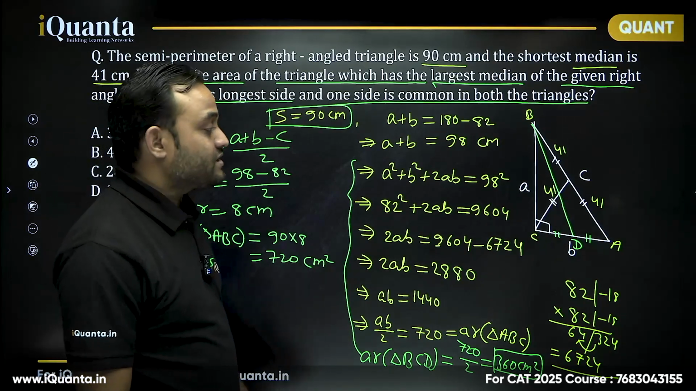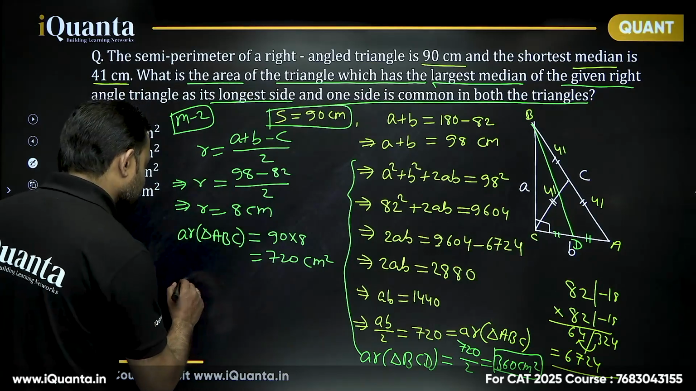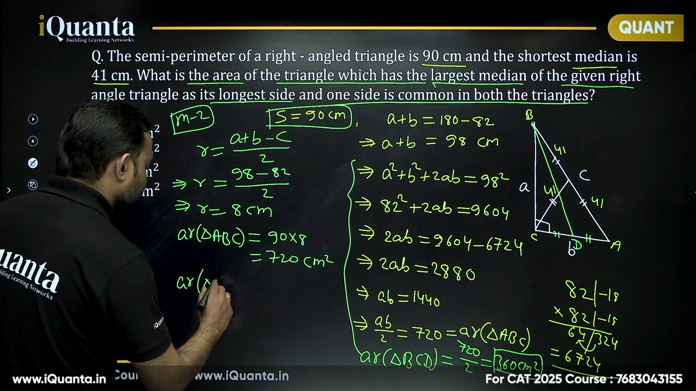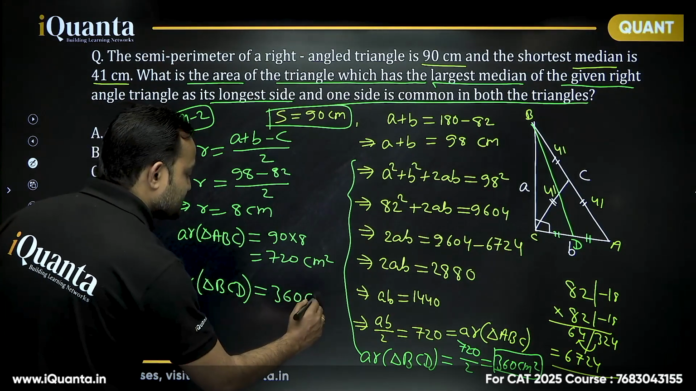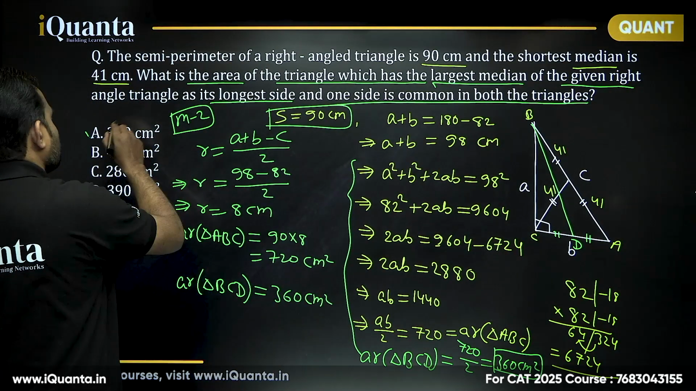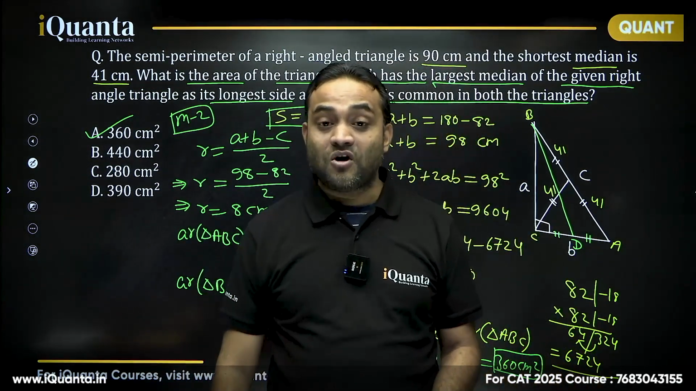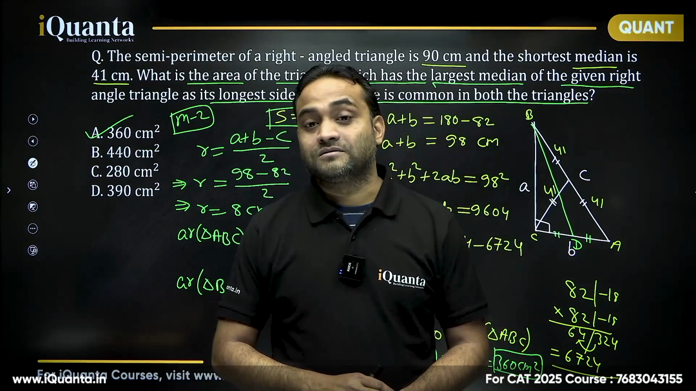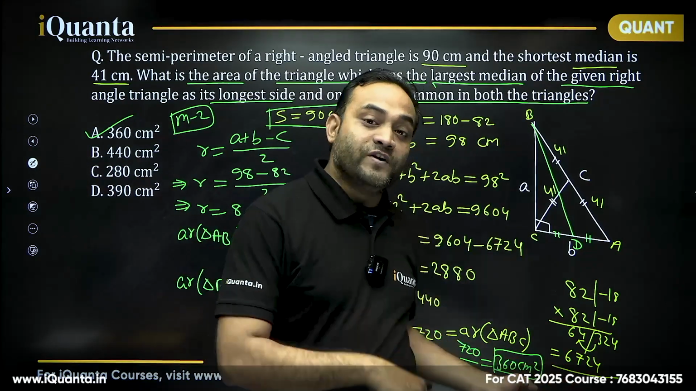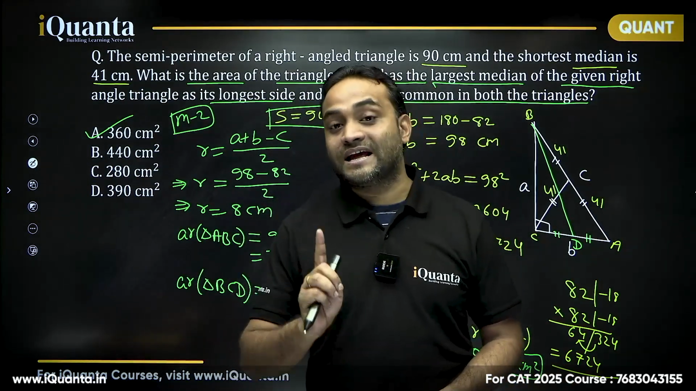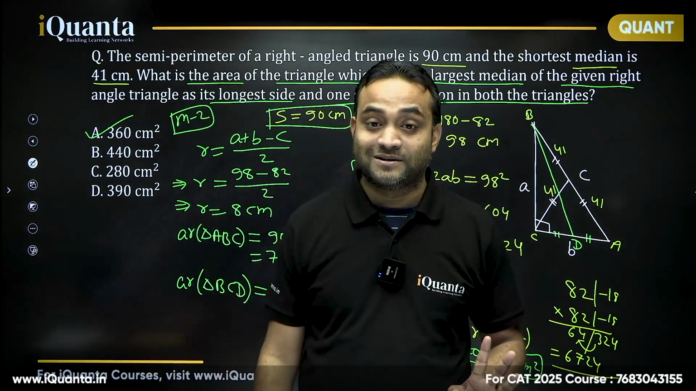And what we need to find? We need to find BCD, which will be half of area of triangle ABC. So area of triangle BCD will be half of this, which is 360 centimeter square. So our answer is option A. Now you can understand the importance of some very important concepts, right? If you know this, you can solve this question very easily within the time limit. If you don't know it, it can take a lot of time, and there are chances of some calculation mistakes.